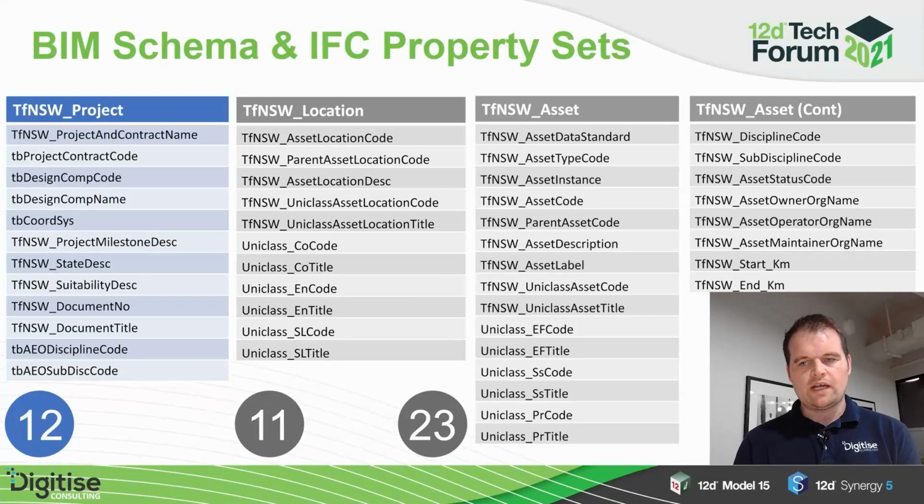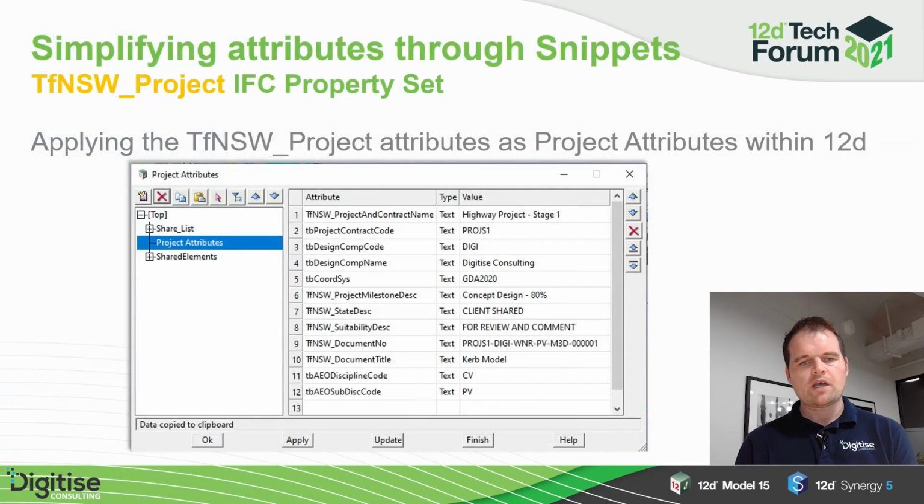So breaking it down, we're going to initially look at the transport project requirements. So these requirements are generally consistent across the same model and is largely based on the model file documentation, including the project name and code, design company name and code, coordinate system, milestone, state and suitability of the document, name and number of the document, and the discipline or sub-discipline associated with the document. And because all these attributes are consistent, we can actually apply these as 12D project attributes within the project. Here's an example of typical project attributes that can be applied. We can then pull these attributes into the MTF and snippet rather than typing this out every time, saving time and effort on the project.